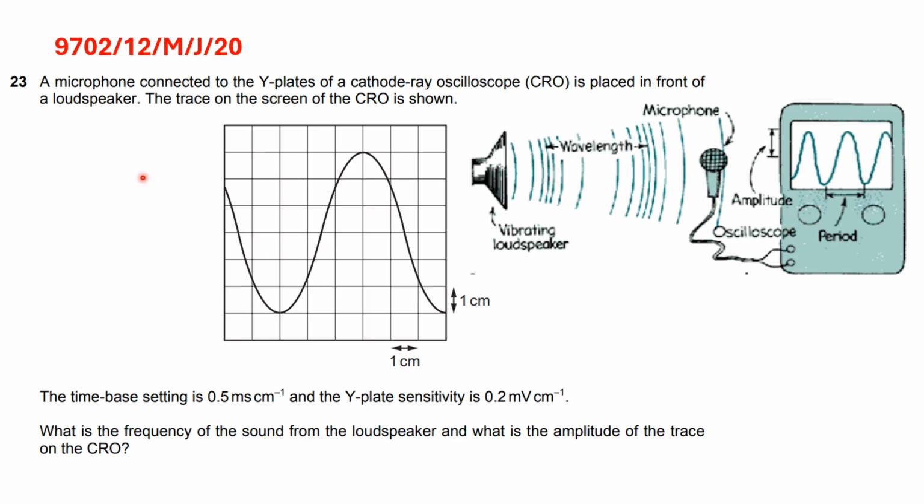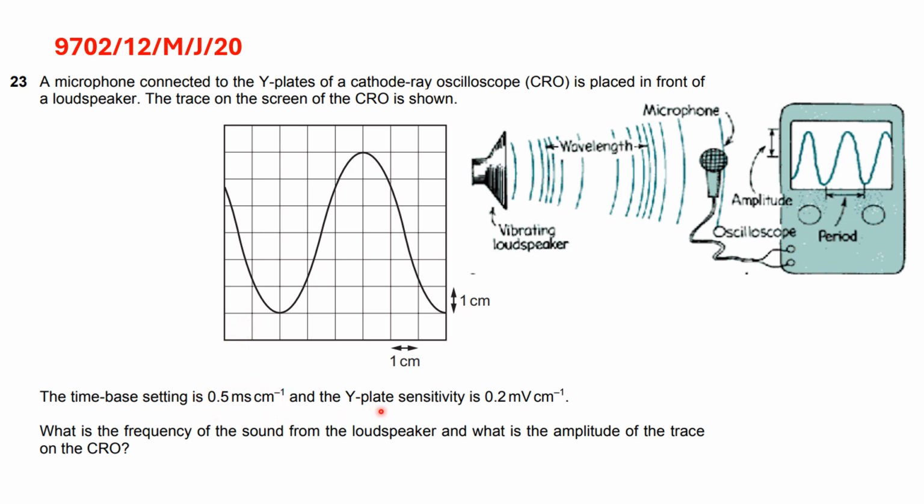Let me read the question. A microphone connected to the Y plates of the cathode ray oscilloscope is placed in front of a loudspeaker. So here is a picture to illustrate this story. The trace of the screen of the CRO is shown. So this is what we see on the CRO display. The time-based setting is 0.5 milliseconds per centimeter, which means horizontally, each square is equivalent to this value.